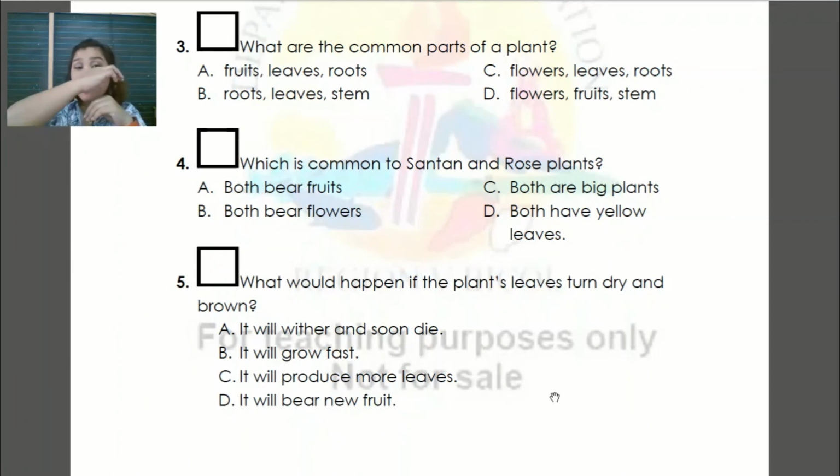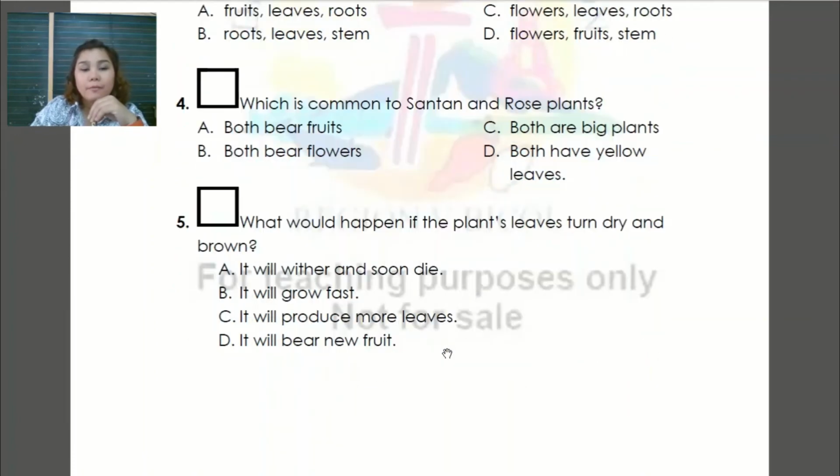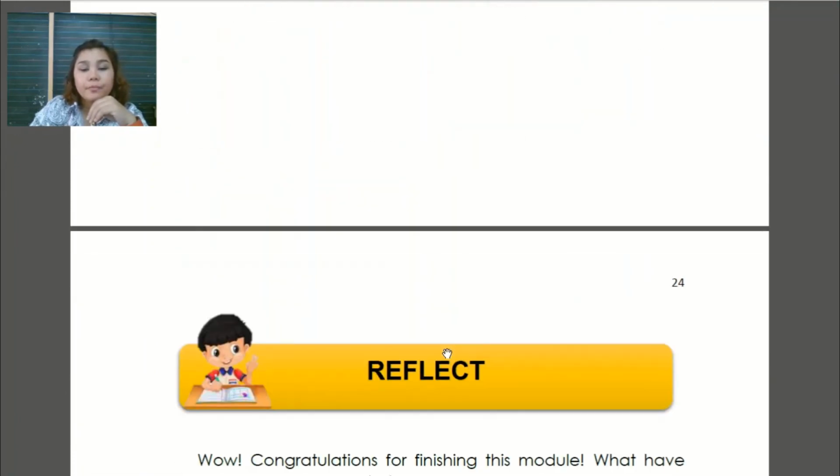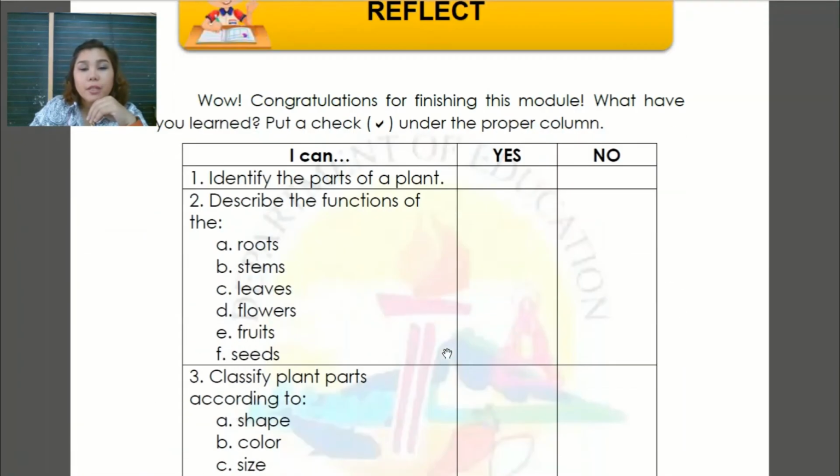So, kindly review your answers. Review if you have put your answers on each of the blanks. And then reflect. Don't forget this part.